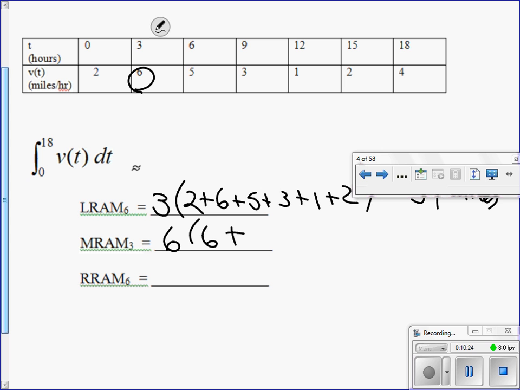The second rectangle, the times go from 6 to 12, right? So whose y coordinate do you want to use now? The one at 9, right? And that is 3. And then for the third and final rectangle, what are we going to use for the height? 2.